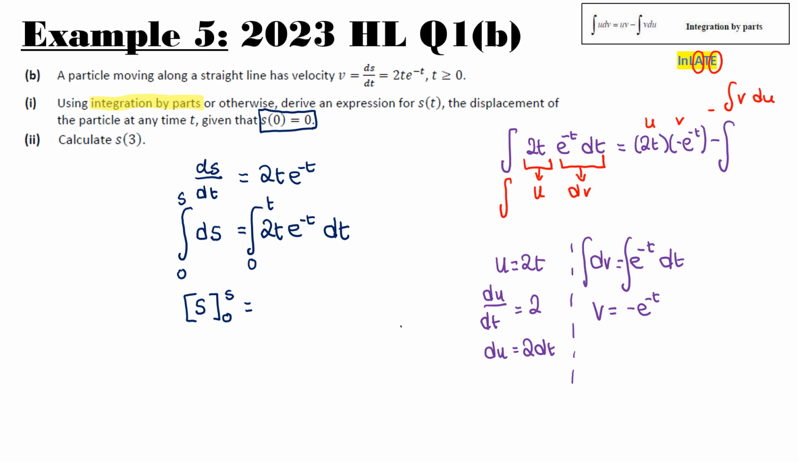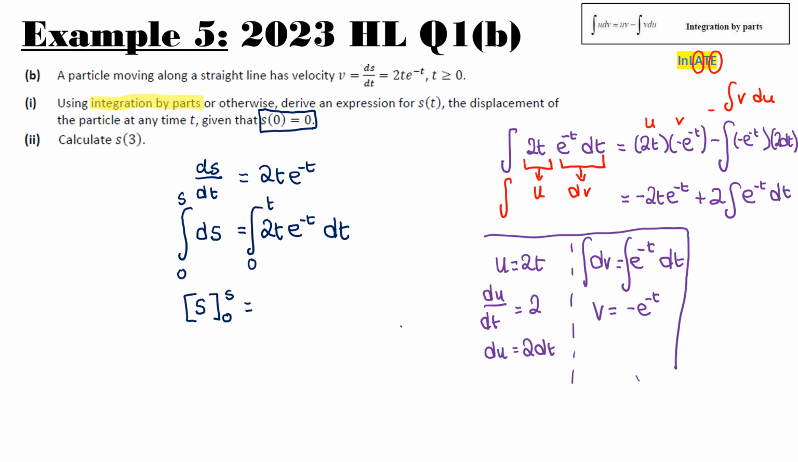So v minus e to the power of minus t, and then du, which is 2 dt. And then that tidies up to minus 2t e to the power of minus t. We have minus minus and a 2, so we can actually bring that 2 out in front of the integral if that helps. And we're left with something like this. I put just a box around here.